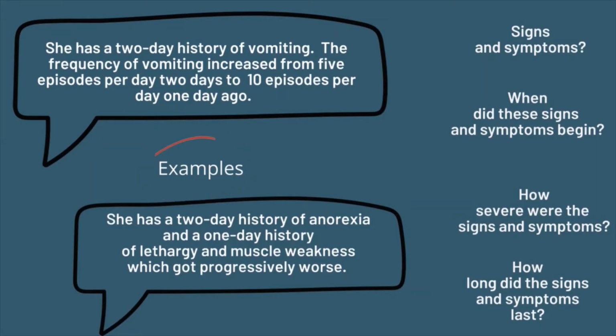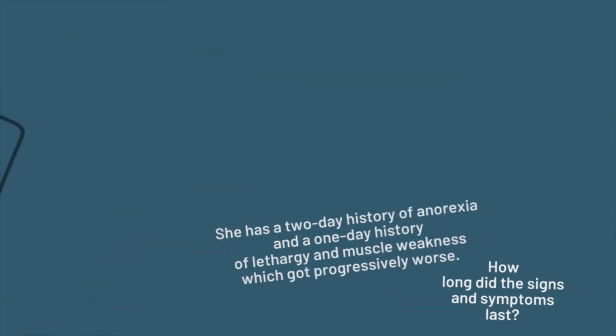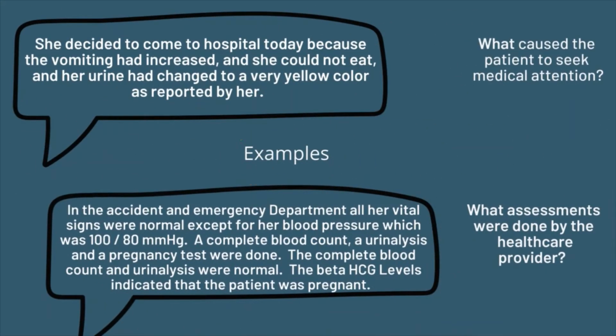The patient has a 2-day history of vomiting. The frequency of vomiting increased from 5 episodes per day 2 days ago to 10 episodes per day 1 day ago. She has a 2-day history of anorexia and a 1-day history of lethargy and muscle weakness, which got progressively worse. She decided to come to hospital today because the vomiting had increased and she could not eat, and her urine had changed to a very yellow color as reported by her.